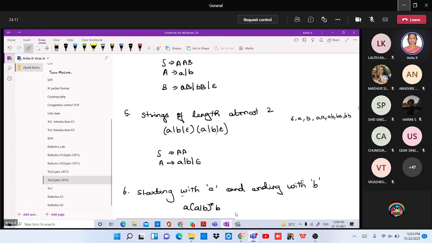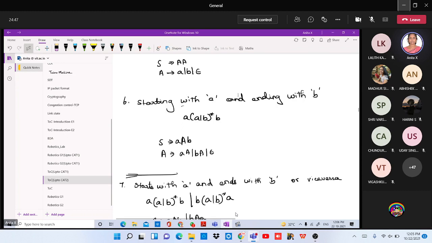Next comes strings of length at most 2. Here, at most means I can have epsilon, I can have a string of length 1, and I can have a string of length 2. The maximum string length is 2. So here it is A or B or epsilon, A or B or epsilon. That is going to be represented by one non-terminal, and then it is going to be concatenated, repeated twice. That's it.